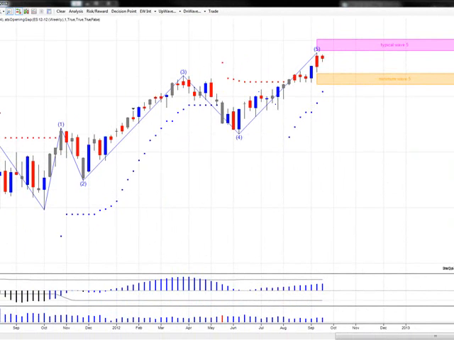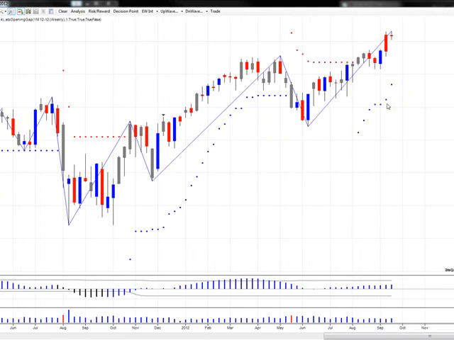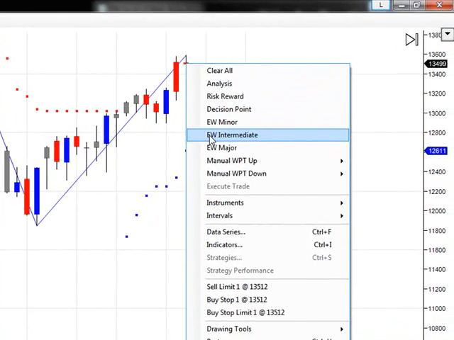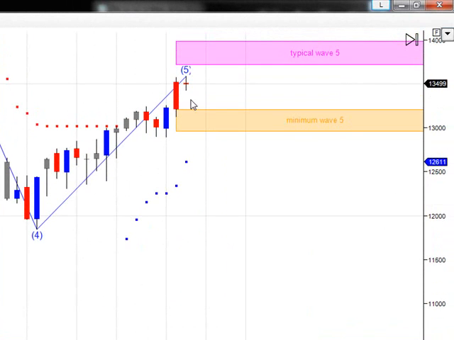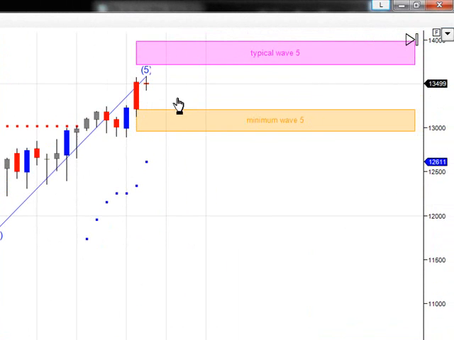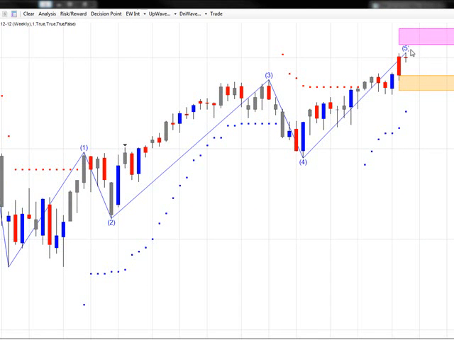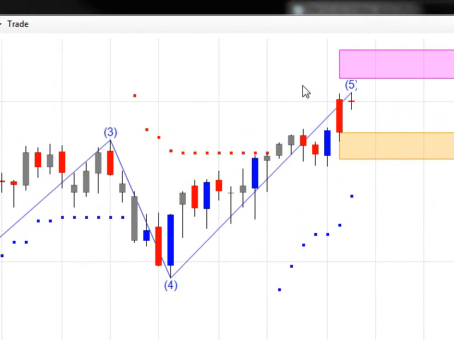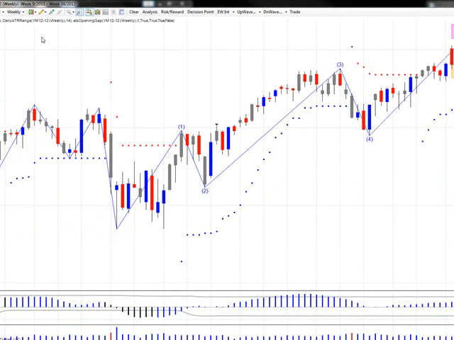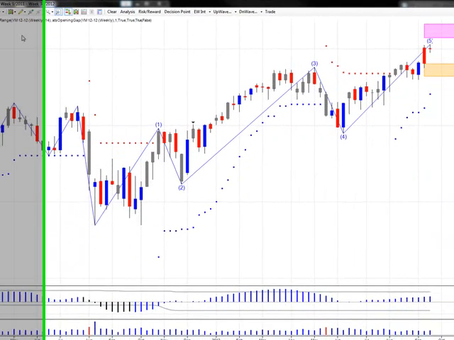Anyway, if we want to look at the Dow as well here, you can see again gone beyond minimum wave 5. Not quite reaching the typical wave 5, which in the December contract is going to run around 13,720 area. So not quite there yet, but you see how the patterns are similar. We've got the markets behaving essentially the same pattern in the Dow as we have in the S&P. So these markets are moving together fairly well.